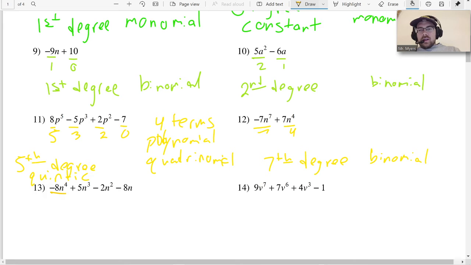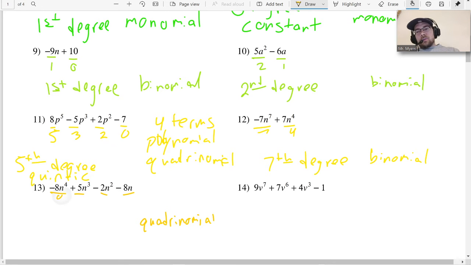Here we've got 1, 2, 3, 4 things. So that is a quadrinomial. You don't really have to call it that. I think, in my experience, they normally just give up and start calling it a polynomial after 3. So after a trinomial, they usually just call it a polynomial. But I like to call it quadrinomial because I think it's a fun word to say. So I'm going to call it a quadrinomial.